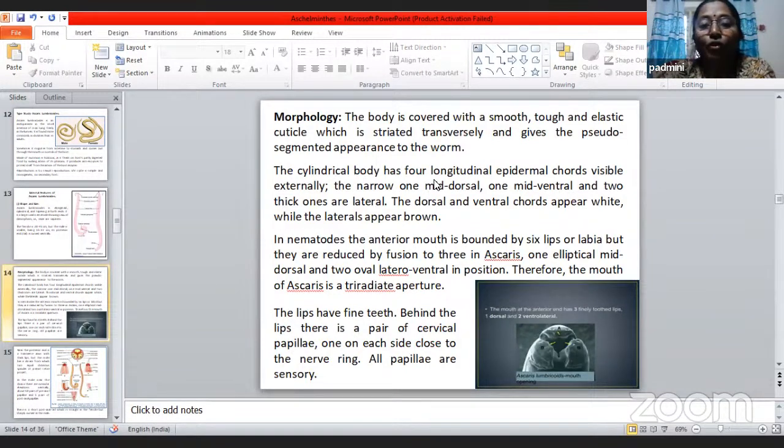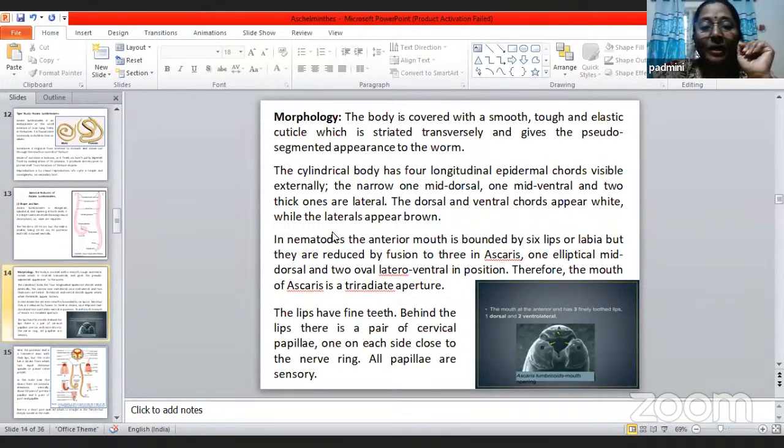The cylindrical body has four longitudinal epidermal cords visible externally. That's what I was talking about: one mid-dorsal, one mid-ventral, and two lateral lines. The dorsal and the ventral cords appear white in color, whereas the lateral, the side ones, appear brown in color. The anterior mouth is bound by six lips. Remember, I told you all only three, but here it says it has six lips. All these six lips get fused to form three, so a triradiate lip is what they are going to talk about.